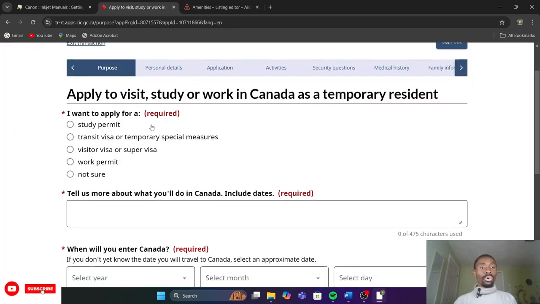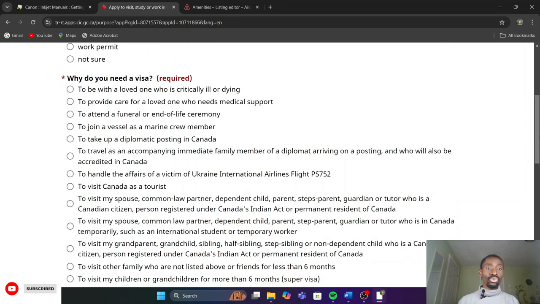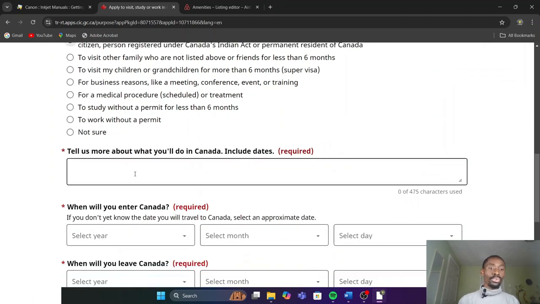So what do I want to apply for? A visitor's visa. Remember, you're the one applying for a parent, so you're answering the questions for your parent. Why do you need a visa? In this case, I will just go directly to the point. So: visit my grandparent, grandchild, siblings. Just click on this and tell us more about what you need to do in Canada.